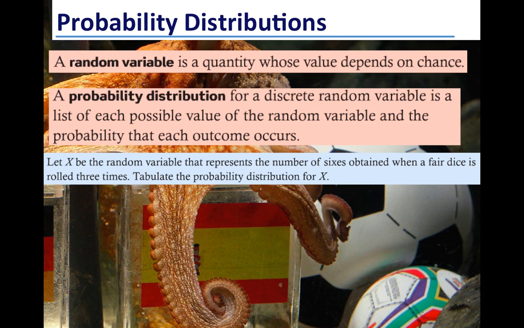Suppose x then is the random variable. We could use any letter here, but we're going to use x to be the random variable that represents the number of sixes obtained when a fair dice is rolled 3 times. So again, as a review exercise of your understanding of probabilities so far, what I want you to try and do is tabulate the probability distribution for x. So try and find the probability of rolling the dice 3 times and getting no sixes, 1 six, 2 sixes, or 3 sixes.